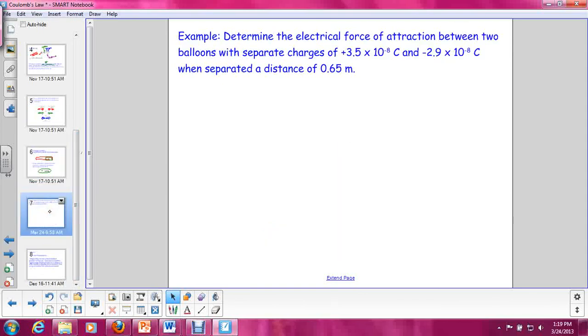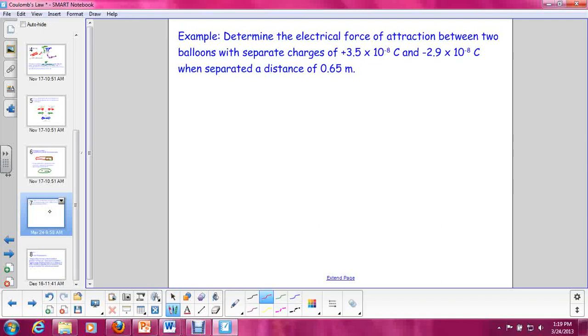So let's use Coulomb's law in a problem so you get an idea of how to use it. The problem is, determine the electrical force of attraction between two balloons with separate charges of positive 3.5 times 10 to the minus 8 coulombs and negative 2.9 times 10 to the minus 8 coulombs when separated a distance of 0.65 meters. The first thing that I want to do is draw a picture.